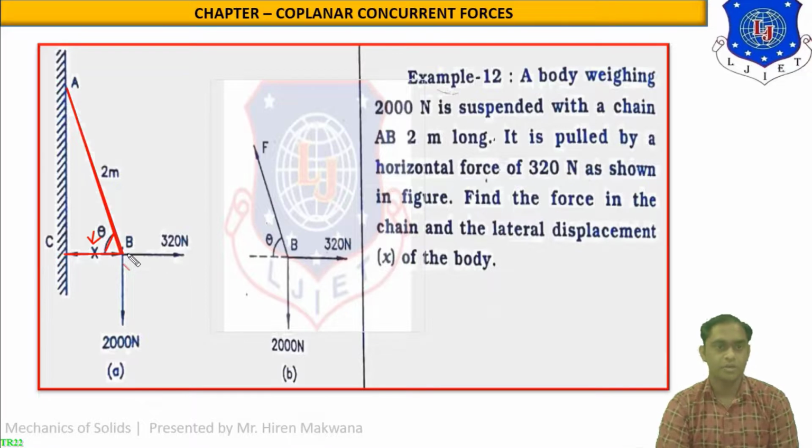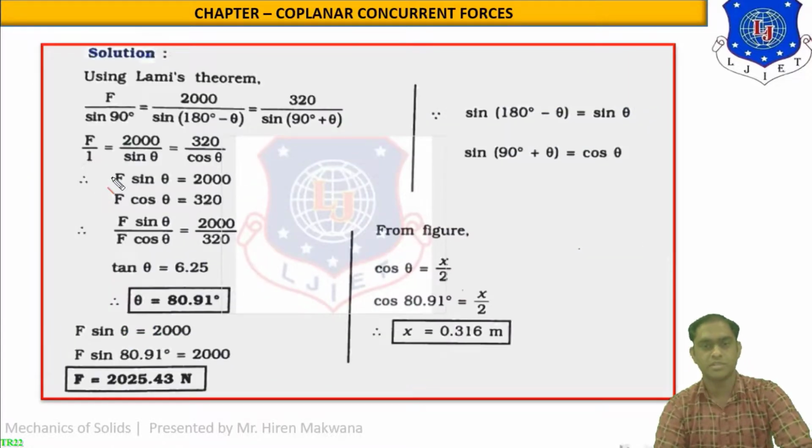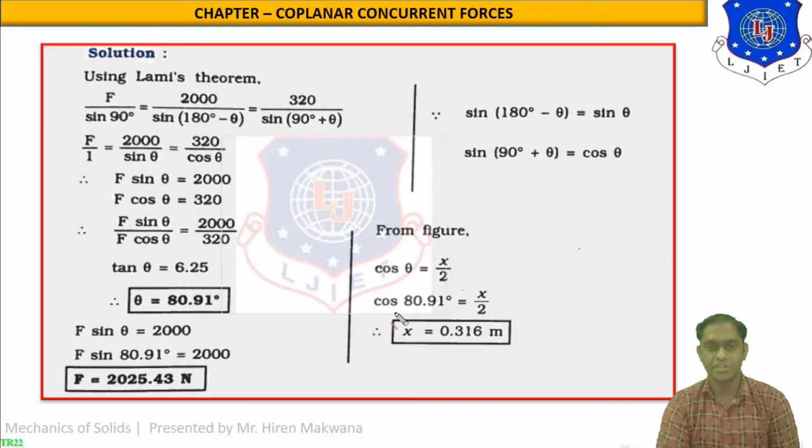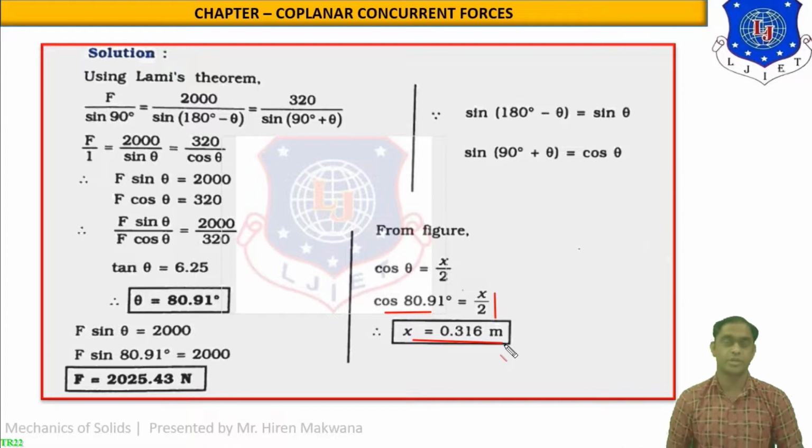Correct? So now we have to find cos theta. So cos theta is equal to x by 2, adjacent upon hypotenuse. So let us solve. Cos theta is equal to x by 2, in which theta equal to 80.91, and x by 2 will remain as it is. By cross multiplication, simply you will get from the calculator that x equal to 0.316 meter. So it is the horizontal distance which is travelled by point B by applying horizontal force at point B.